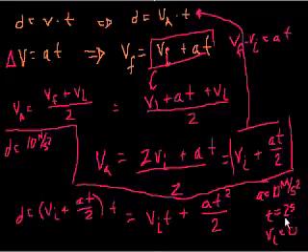Time squared. Maybe someone should create another square called time squared. But anyway, you have 10 meters per second squared. That was a bad pun.